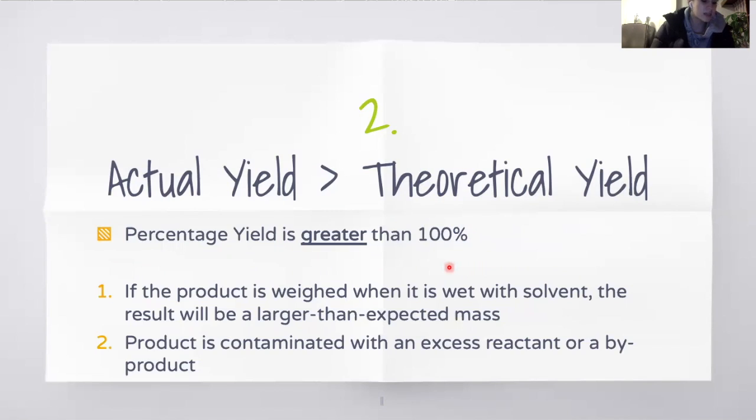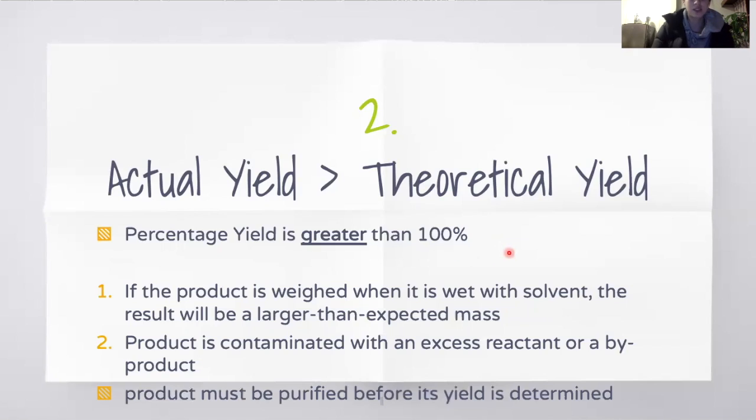Another possibility is that the product is contaminated with an excess reactant or a byproduct, which makes the mass of the product appear larger than expected. A product must be purified before its yield is determined.